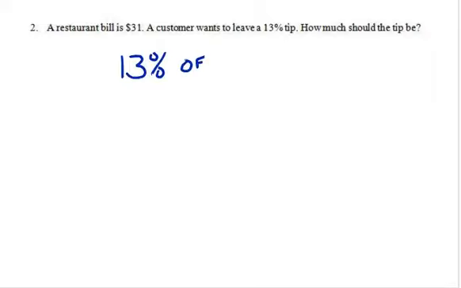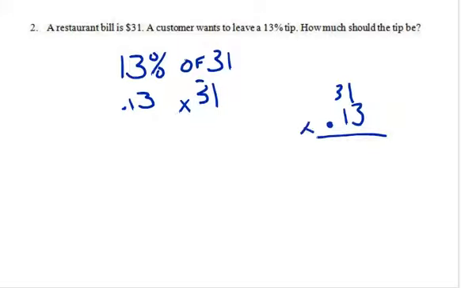of $31. So again, my "of" means to multiply. 31 is just 31, and 13% is 0.13, 13 hundredths. Off to the side, again, to do my multiplication: 3 times 31 is 93. 1 times 31 is 31. Add it up.